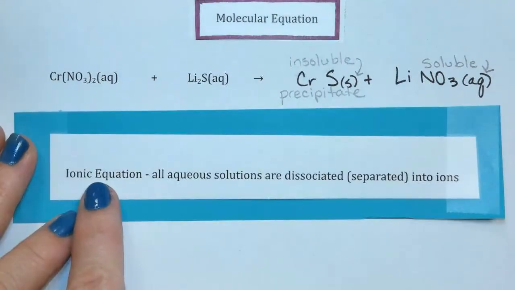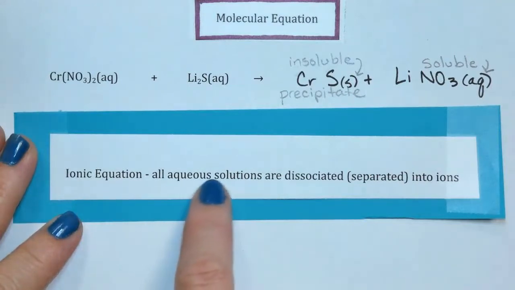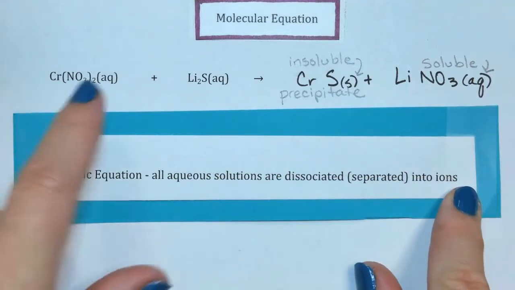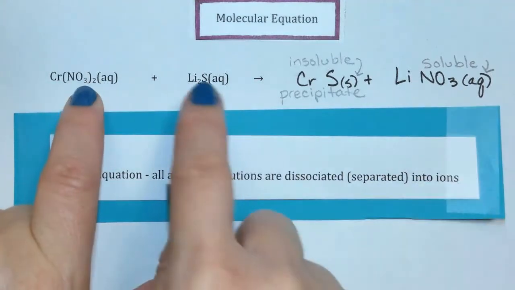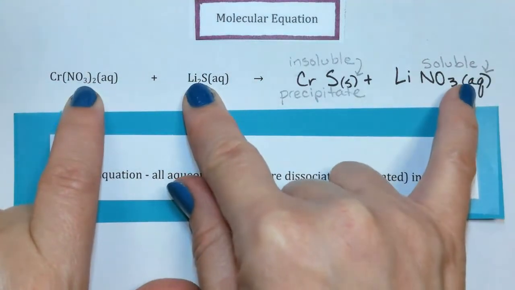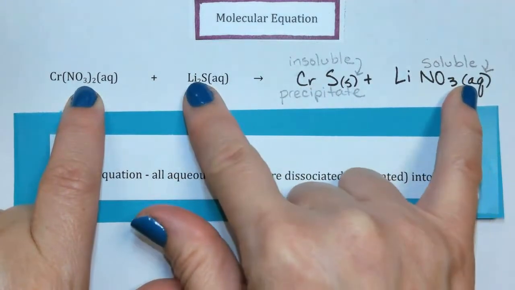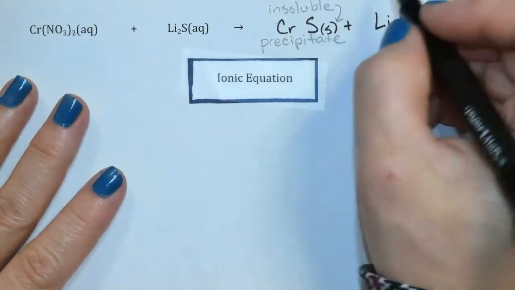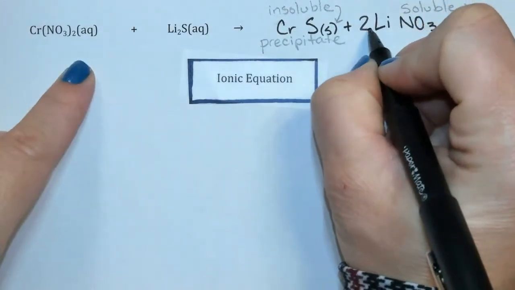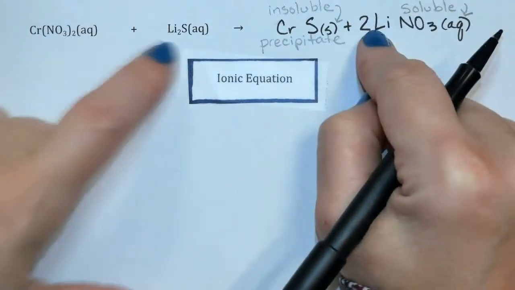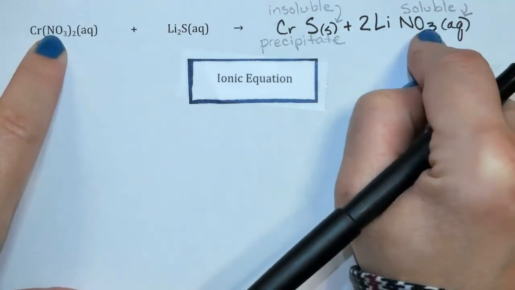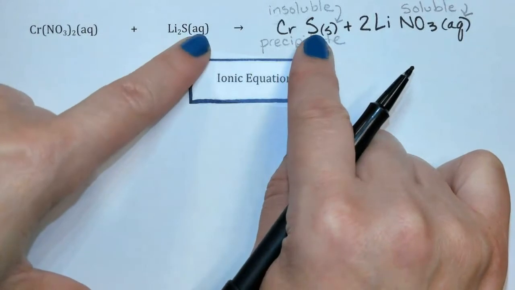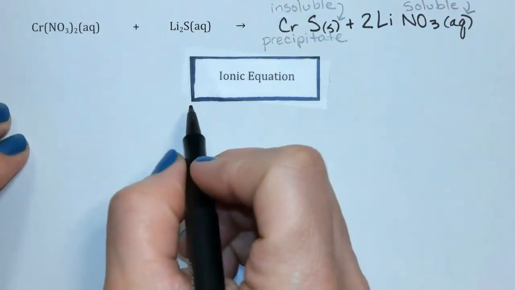I'm going to write what's called the ionic equation, which is all the aqueous solutions dissociated or separated into their ions. So I'm going to be separating this, and this one, and not separating my precipitate to make my ionic equation. Before I proceed, I am going to need a 2 coefficient here in order to balance out the 2 lithiums and the 2 nitrates on both sides of the equation. We have 1 chromium, 1 sulfur. So now we're going to write the ionic equation.